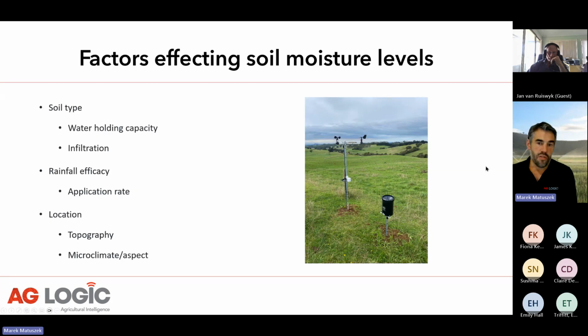Things that affect the readings: water holding capacity of the soil and the infiltration. So again, having an understanding of how your farm differs is important. Then there's rainfall efficacy, how efficient that water is in going into the profile. For example, an easterly low can sit there over a few days and you get good application and infiltration, whereas a summer storm might come along and you get no infiltration at all because it runs off with a high application rate. Location and topography also obviously affect where the plants are using the moisture and whereabouts on your farm. These are the things you need to consider.